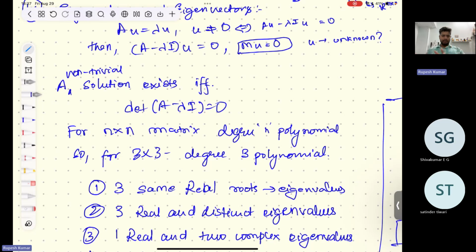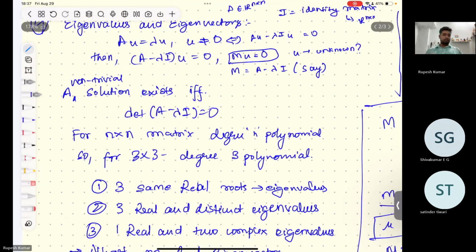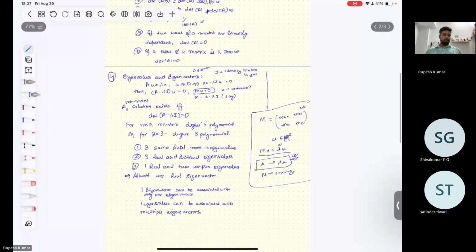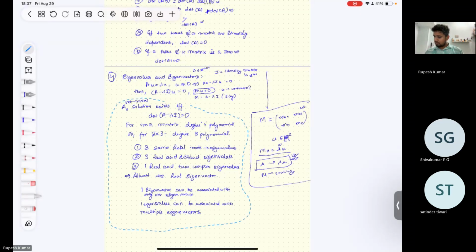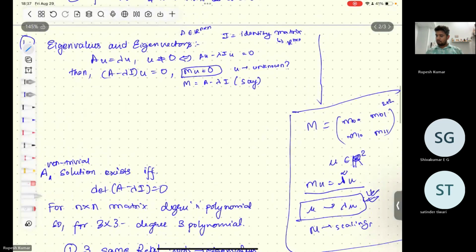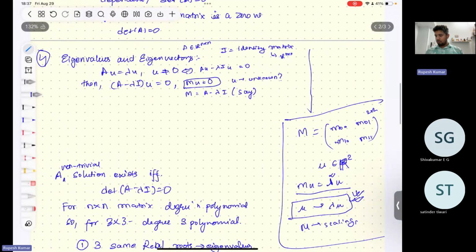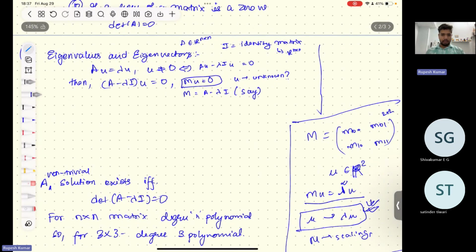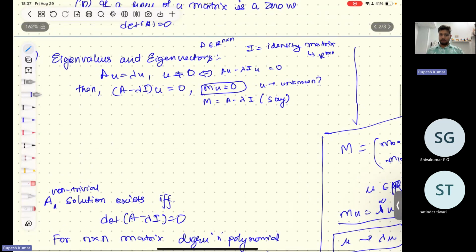Now I'm deviating a bit from here. So let me define the matrix M as A minus lambda I. Everyone please follow this. I'm defining a matrix, let's say matrix M equals A minus lambda I. Fine. So I'm defining a matrix M as A minus lambda I, right?